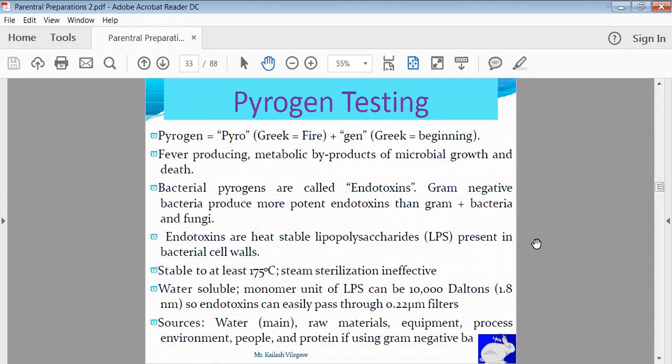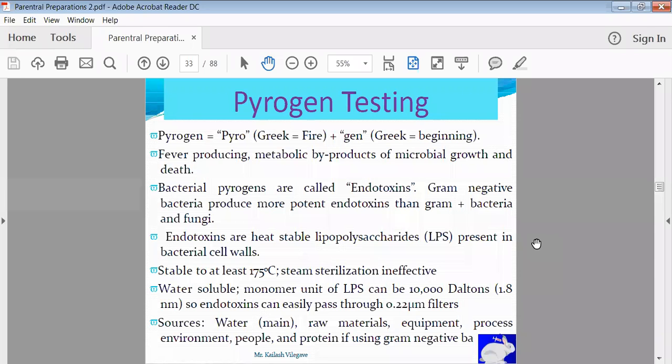Now, what exactly is a pyrogen, how does it come into the human body, and where is it present? Generally, pyrogens are endotoxins. Chemically, they are endotoxins, and they are excreted by or through bacterial cells. Gram-negative bacteria can produce potent, highly concentrated endotoxins, and they have a more hazardous effect compared to other bacterial endotoxins.